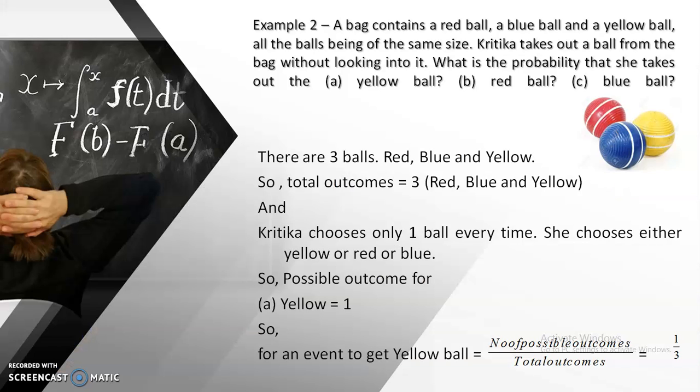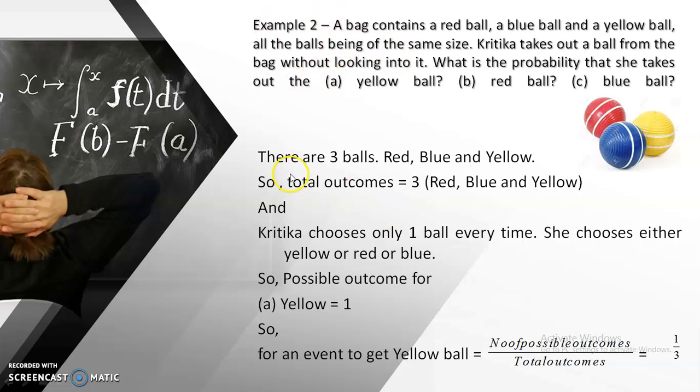Here is example 2. A bag contains a red ball, a blue ball and a yellow ball. Means there are total 3 balls, all the balls being of the same size. Kritika takes out a ball. Means Kritika every time takes out a single ball from the bag without looking into it. What is the probability that she takes out? First question of example 2 is yellow ball. Second question is red ball, and third question is blue ball. Means here we have 3 questions in a single example.